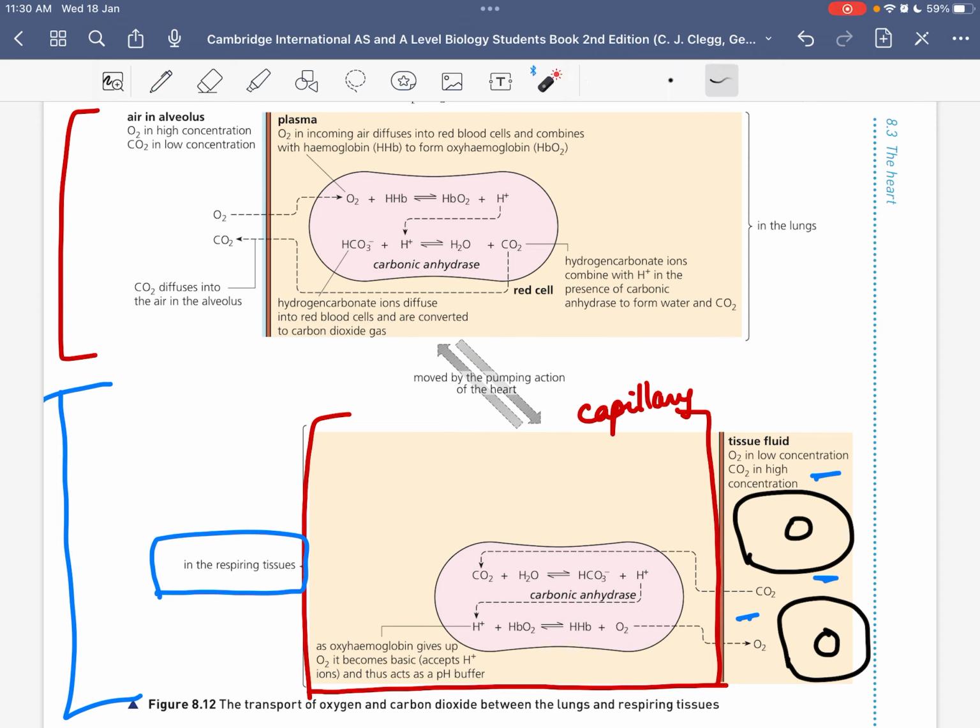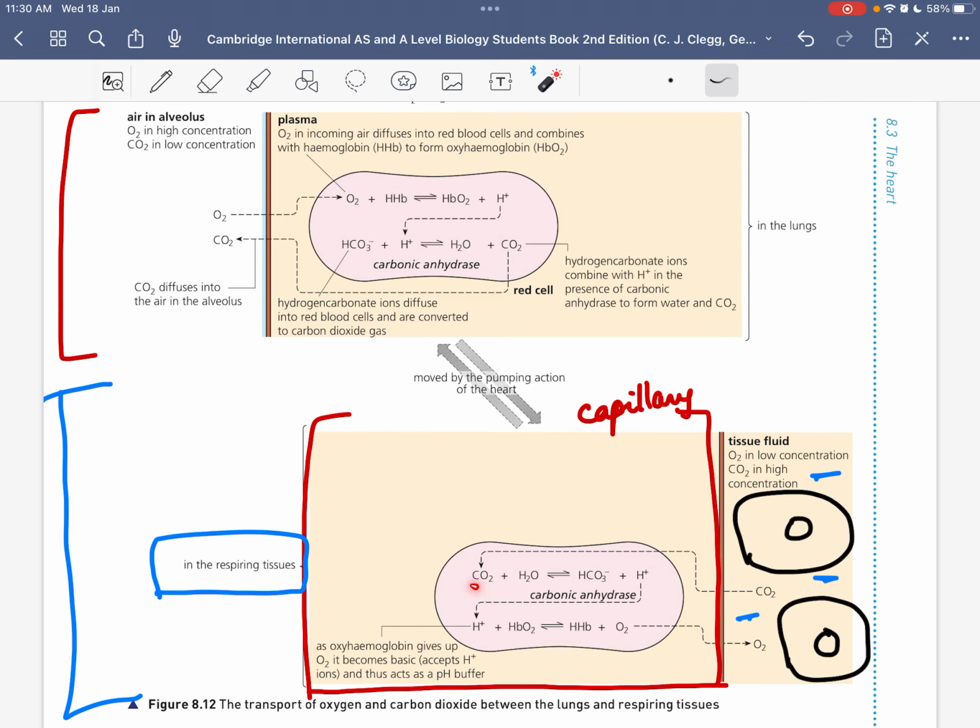Where is that? Let's look at this. Oxygen in low concentration, CO2 in high concentration. Okay? Now let's see what's happening. Since CO2 is high, and the dotted line is showing you the diffusion, right? So since CO2 is high in the tissue fluid, CO2 will move from the tissue fluid, cross the endothelial cells of the capillary, and it will enter inside the capillary. Where will the CO2 go? It will diffuse into the red blood cell. You can see this is the red blood cell, right? The red blood cell has got all the provisions to deal with the CO2.